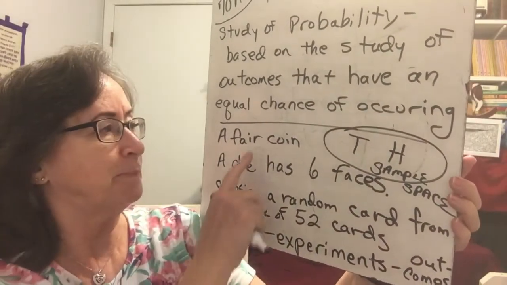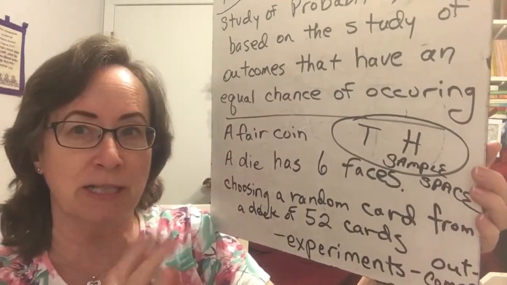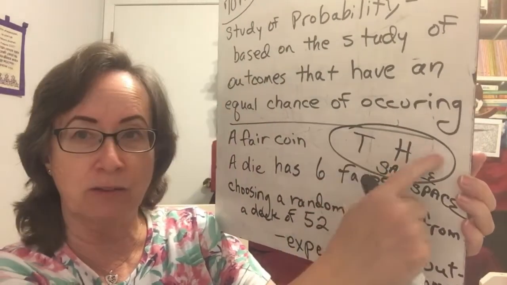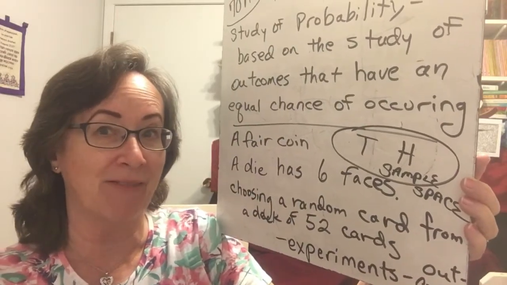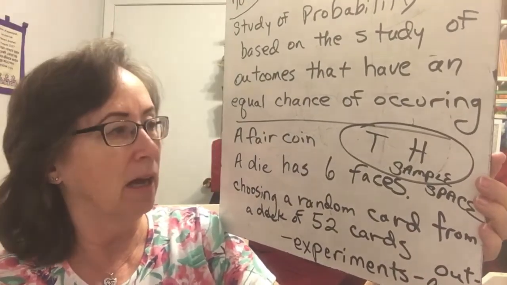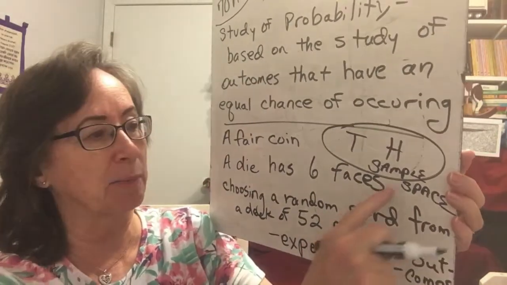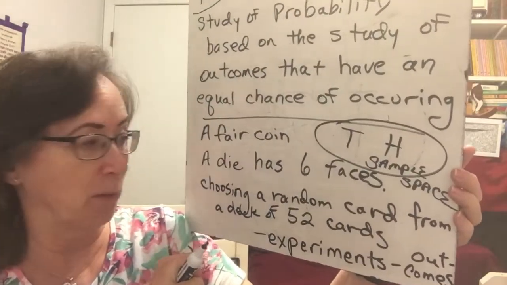In other words, if I toss a coin and it's a fair coin, we're always going to assume it's a fair coin, then the outcome could be tails or heads. And each one of those outcomes is going to have an equal chance of happening. Now, when we list all of the possible outcomes, we call that the sample space of the experiment.